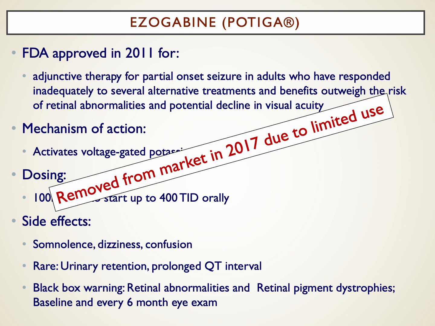Another agent that was brought to market in the last decade and removed from the market because it wasn't used is Potiga. So we don't need to really talk about this. But what you'll find is that there occasionally are new drugs that do come to market, and either because of their side effect profile or their lack of clear, great benefit, end up not staying on the market or falling away from common widespread use.